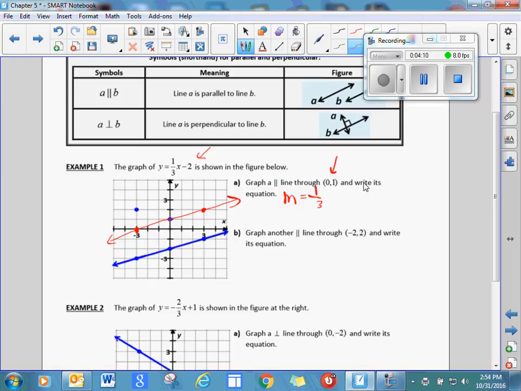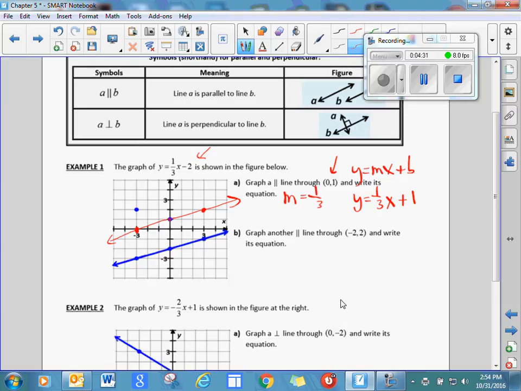Now we need to write the equation of the line. So using y equals mx plus b form, y equals, and the slope is the same, 1/3 x, but the y-intercept, of course, is now different. This line had a y-intercept of -2. Our line has a y-intercept of +1.